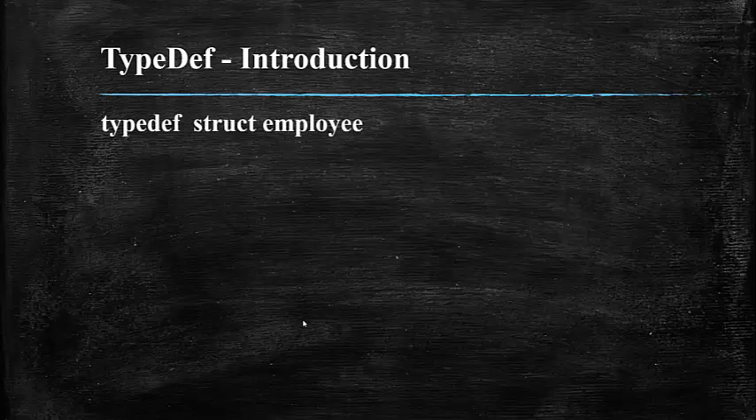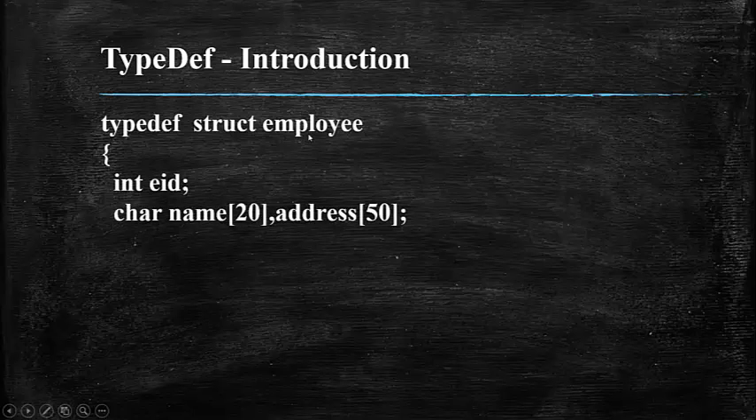So here what we try to do is, I have created a keyword typedef followed by struct, which is a keyword in order to notify the compiler that you are creating a structured data type. So employee is actually the name of your structure. Here we have the employee ID as an integer data type, name and address as character arrays, and salary as a double data type.